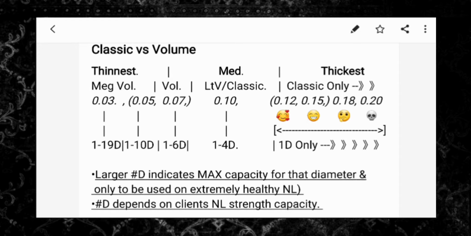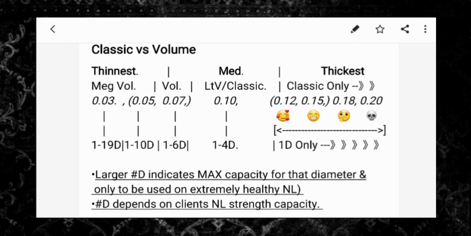On the thinnest side, those lashes are usually used for mega volume. Underneath, you can see that lash diameter is measured in 0.03. That's directly underneath mega volume, that's what that lash is for. Also, mega volume can be a 0.05, which is why it's also underneath that category.